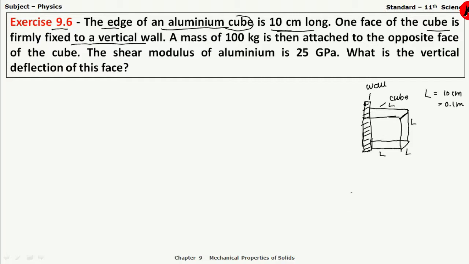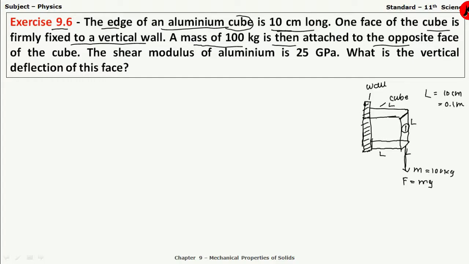Right? Now the next point is a mass of 100 kg is attached to the opposite face of the cube. Opposite face means this face, let us denote it as 1. This face is denoted as 1, and the mass is attached over here, and if the mass of 100 kg is attached to this cube, obviously there must be a downward force F equal to mg. Right? Now what will happen if the mass of 100 kg is attached to the side of this cube?